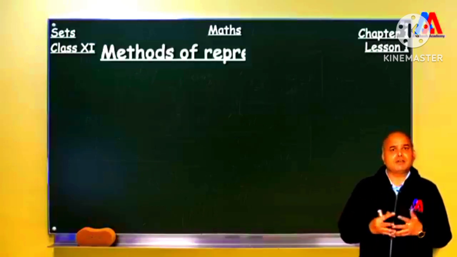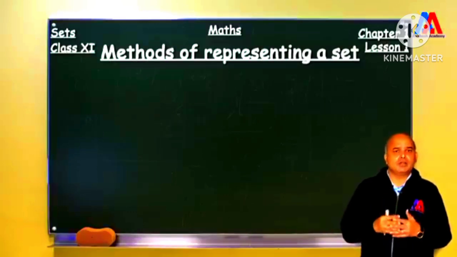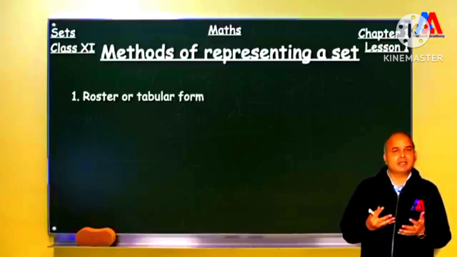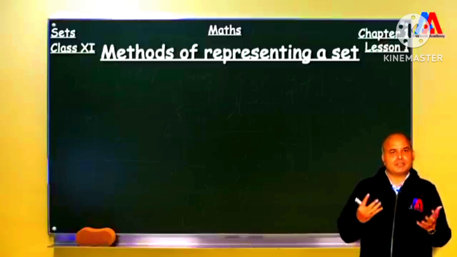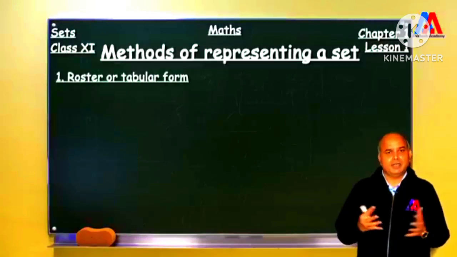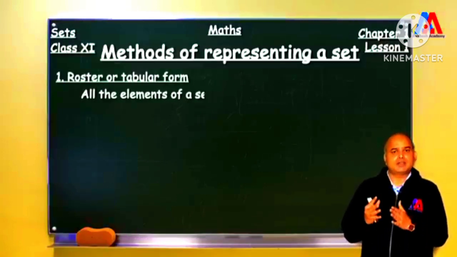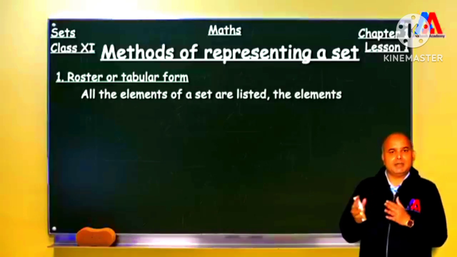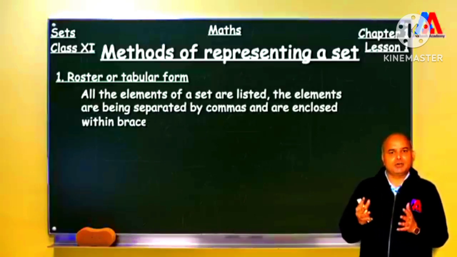Now there are two methods of representing a set. The first method is called roster or tabular form and the second is called set builder form. Now let us first understand what is roster form. In the roster form, all the elements of a set are listed and the elements are separated by a comma and enclosed in brackets.